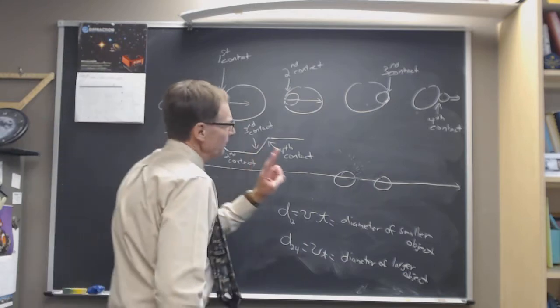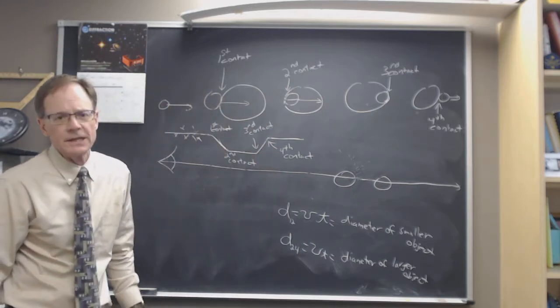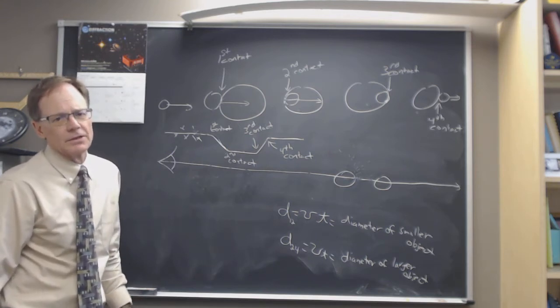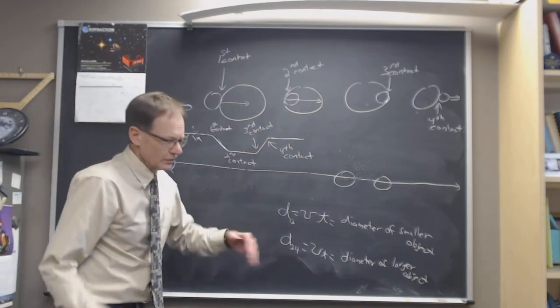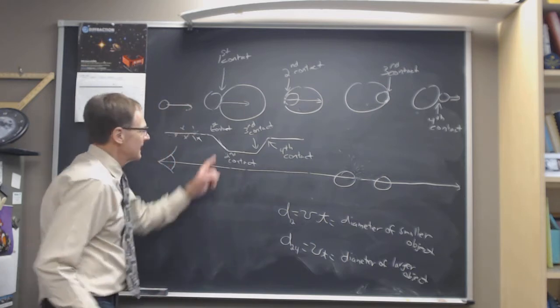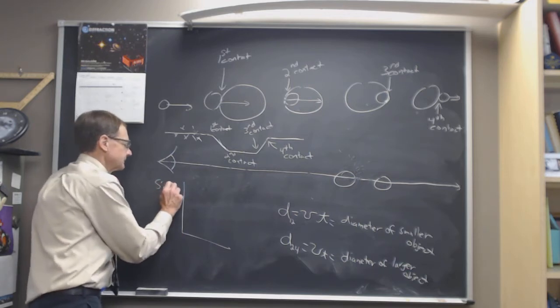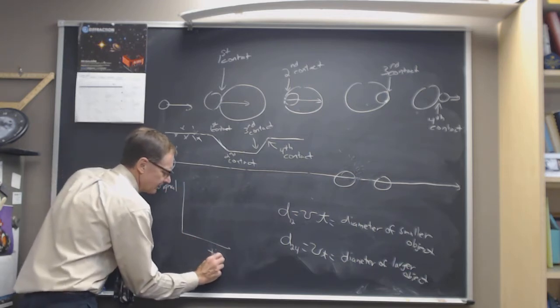So we have 2 opportunities to measure the diameter of the larger object and 2 opportunities to measure the diameter of the smaller object. And you'll do both of those in this exercise. So what you want to do in this exercise, this is a light curve. So you make a graph of signal as a function of time.